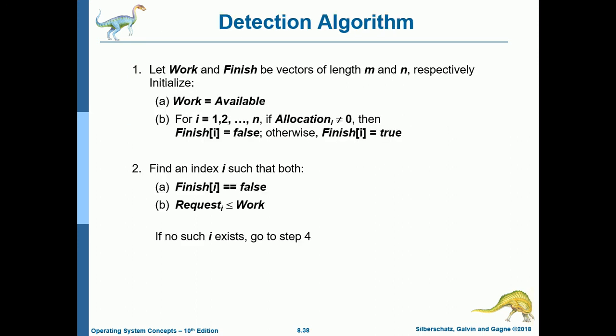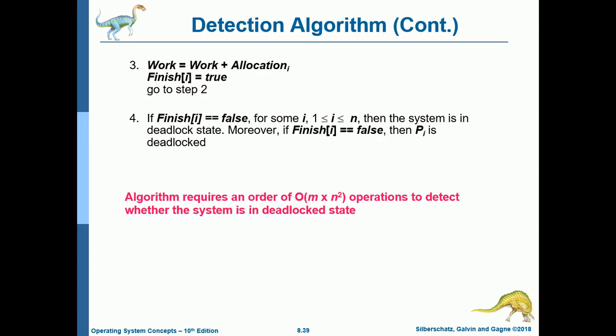So the detection algorithm: let Work and Finish be vectors of length m and n respectively. Initialize Work equals Available. For i equals 1 to n, if Allocation sub i is not equal to 0, then Finish[i] equals false, otherwise Finish[i] equals true. Find an index i such that both Finish[i] equals false and Request sub i is less than or equal to Work. If no such i exists, go to step 4. For step 3, Work equals Work plus Allocation, Finish[i] equals true, then go to step 2.